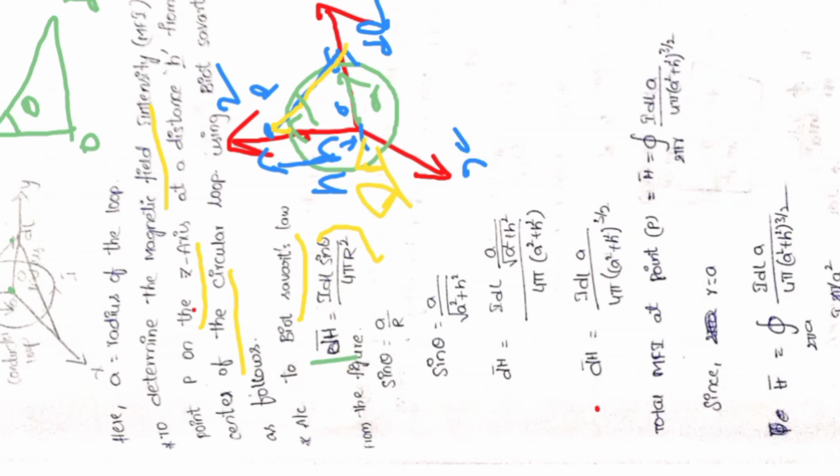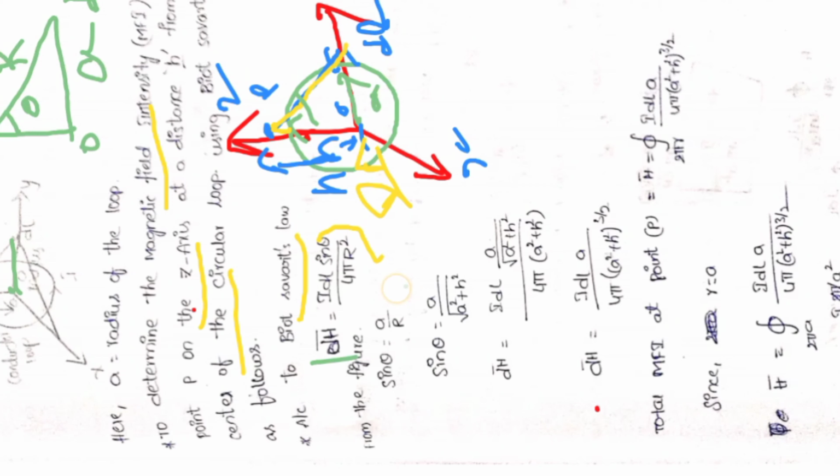According to Biot-Savart's law, we can say that dH equals I dl sin theta by 4 pi r square. From the figure, sin theta equals, the radius of the circular loop is a, as we assumed. From the figure, it is a by r. What is r? It is r.